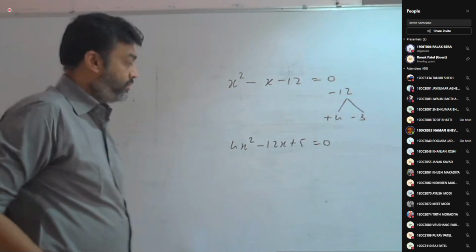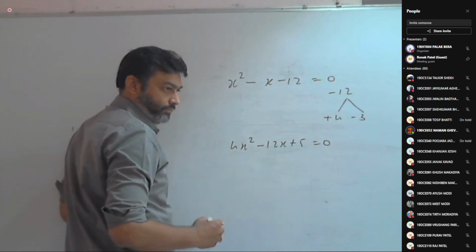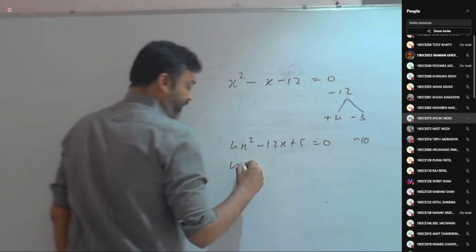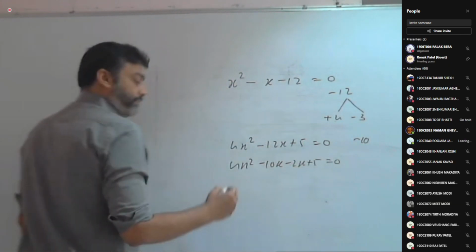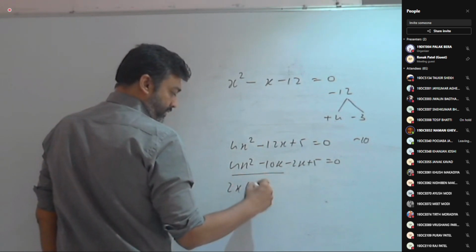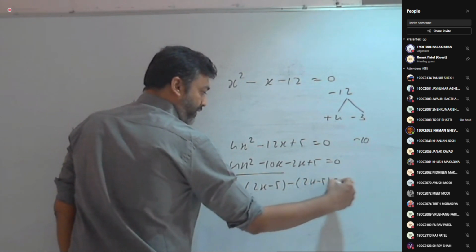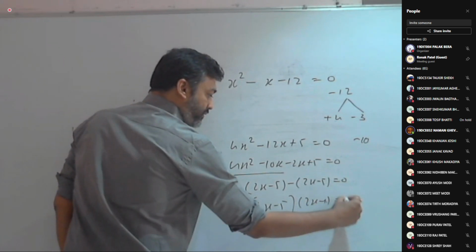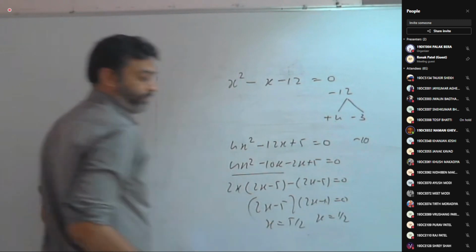One by 2 and 5 by 2. How did you get that? Minus 10x minus 2x. Achha, so 4x square minus 10x minus 2x plus 5 equal to 0. Then common 2x, so 2x minus 5, 2x minus 5 equal to 0. So overall 2x minus 5 is left with 2x minus 1 equal to 0. Therefore x equal to 5 by 2 or x equal to 1 by 2.